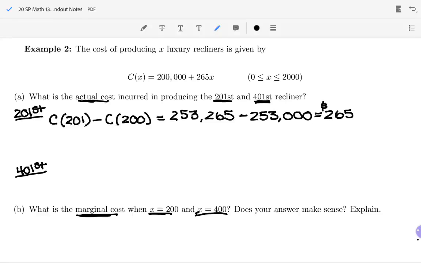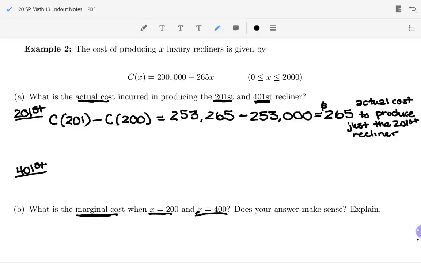So to write this in a sentence, it's $265. We would label this as the actual cost to do what? What do you do to have cost? Do you produce or do you sell? Because I want to get this right here. To have cost, all you have to do is produce. You don't have to sell to have cost like you would for revenue or profit, what we're coming up to. So $265 is the actual cost to produce just the 201st recliner.